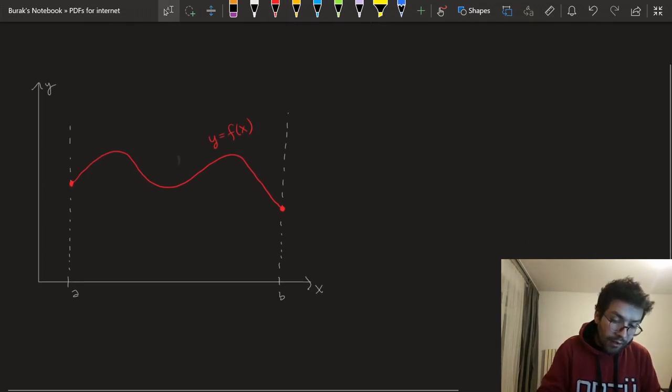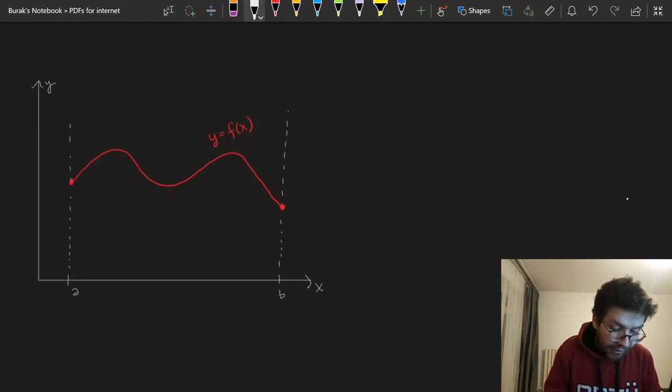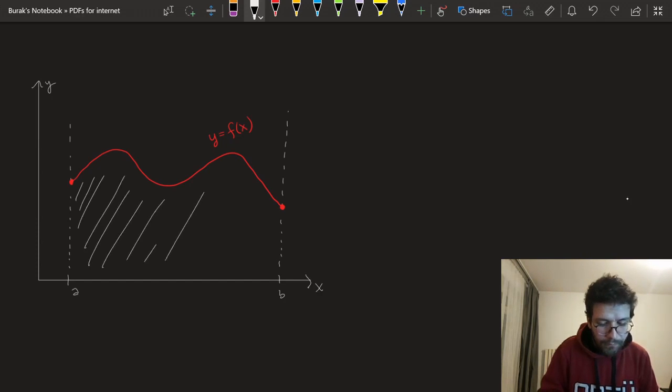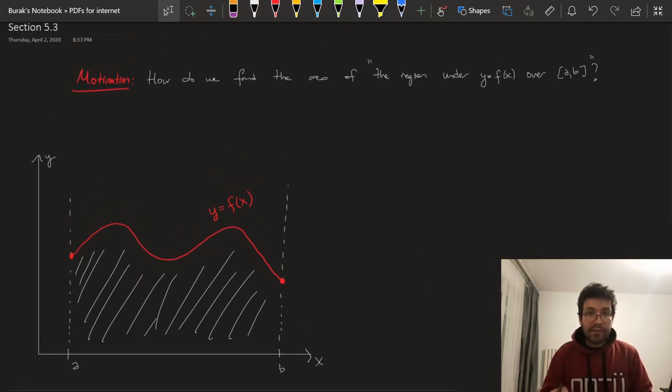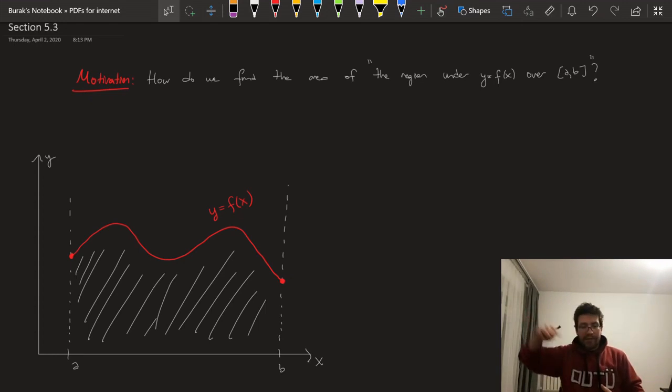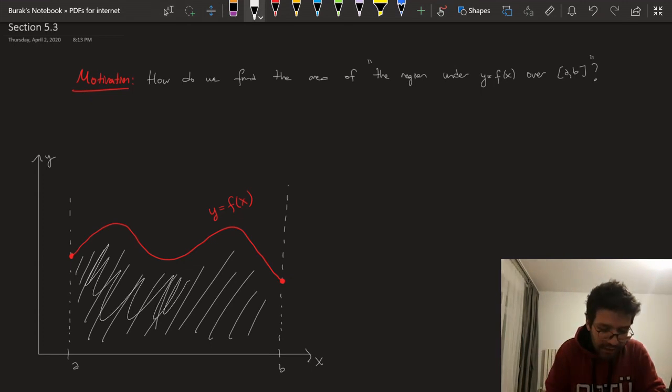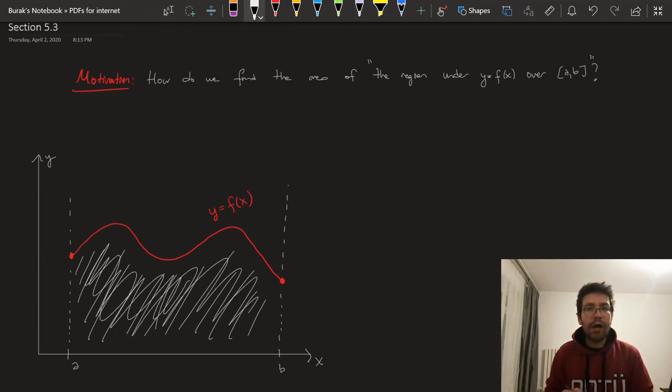So what we want to do is we want to find the area of this region. So when I say the region under y equals f of x over ab, what I mean is this. It's the region which is stuck between the curve y equals f of x, the curve y equals 0, the curve x equals b, the curve x equals a. I mean, these are lines actually. So our motivation is this. How do I find the area of this region?